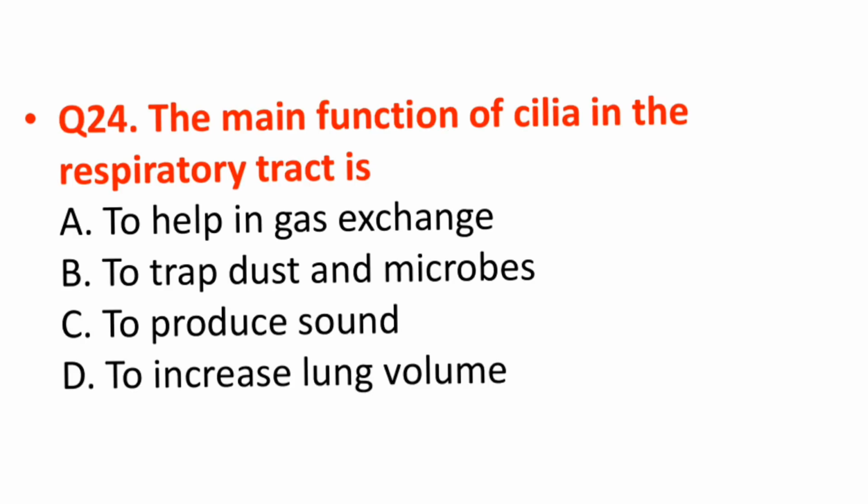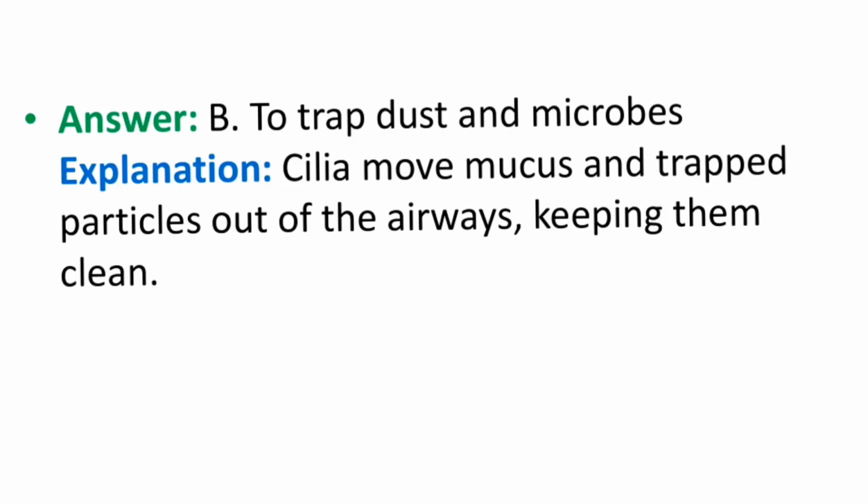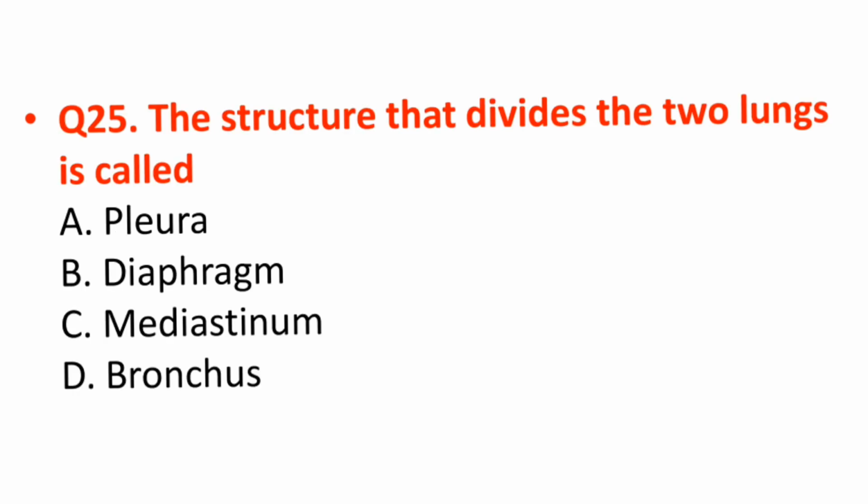The main function of cilia in the respiratory tract is option A to help in gas exchange, option B to trap dust and microbes, option C to produce sound, option D to increase lung volume. The correct answer is option B to trap dust and microbes. Cilia move mucus and trapped particles out of the airways, keeping them clean.